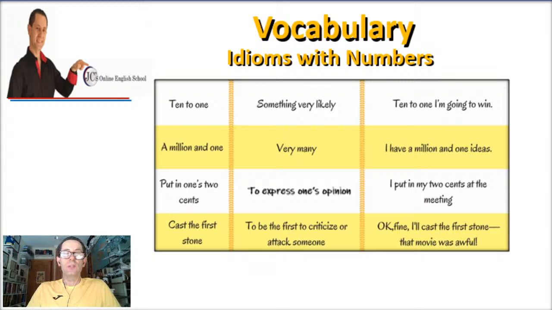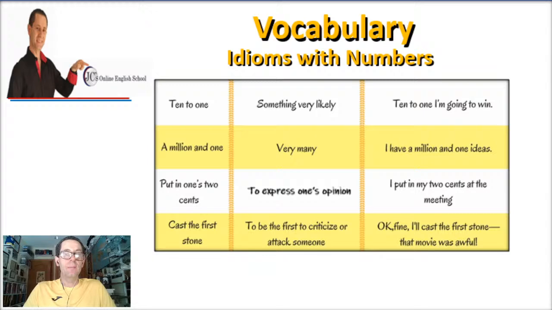So, "10 to 1." "10 to 1" means something very likely. It will happen, most probably it will happen. For example, "10 to 1, I'm going to win." Oh no. So "10 to 1," something very likely. "10 to 1, I'm going to win" because you're almost 100% sure. So you say "10 to 1."